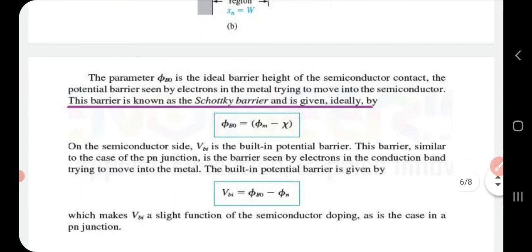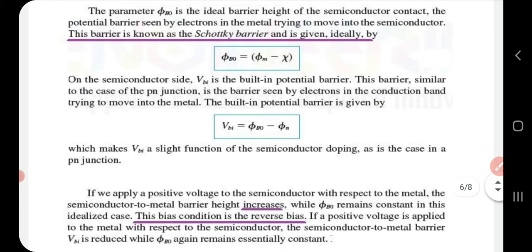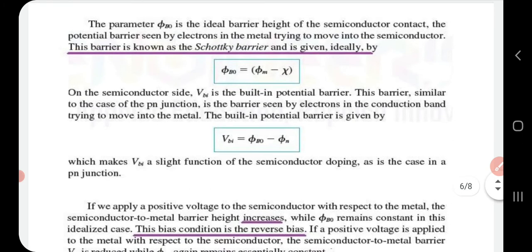Now another parameter or characteristic is phi B0. It is nothing but the ideal barrier height of the semiconductor contact. That is the potential barrier which is seen by the electrons in the metal trying to move into the semiconductor. That is the definition for phi B0, the ideal barrier height of semiconductor contact. Now this barrier is called the Schottky barrier, and it is given by the expression phi B0 = phi M - chi.